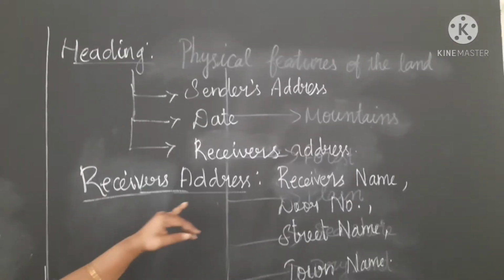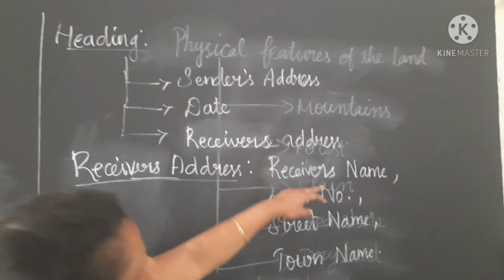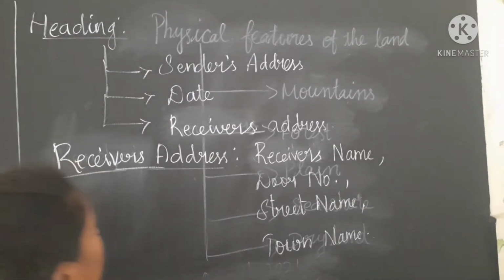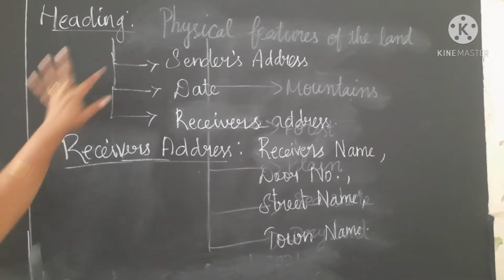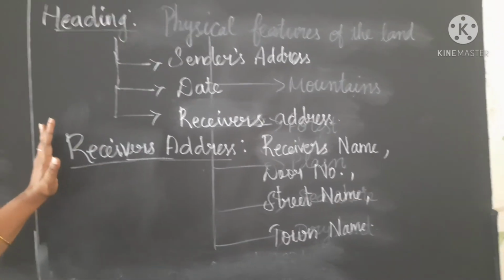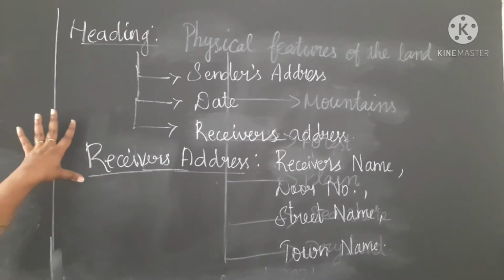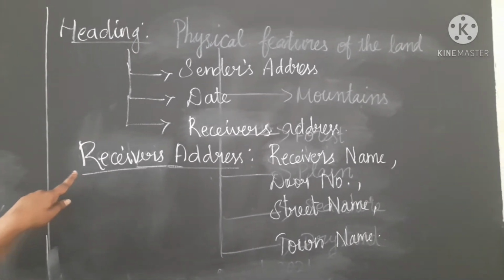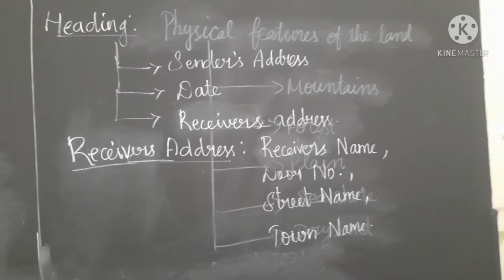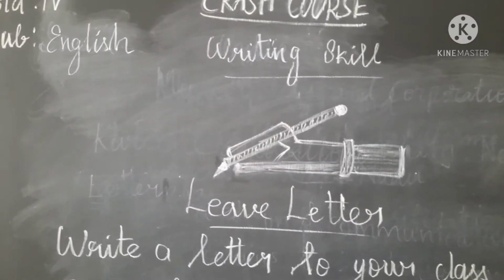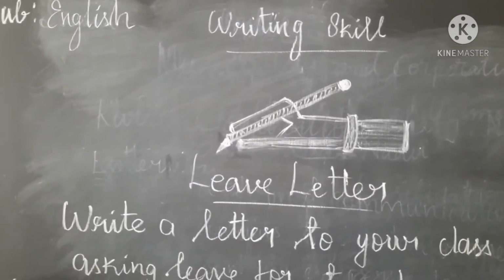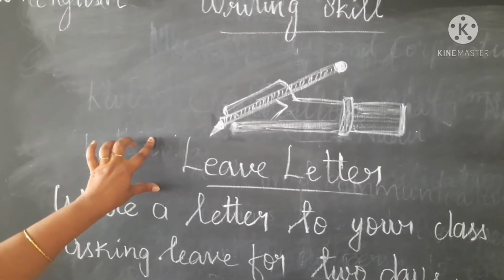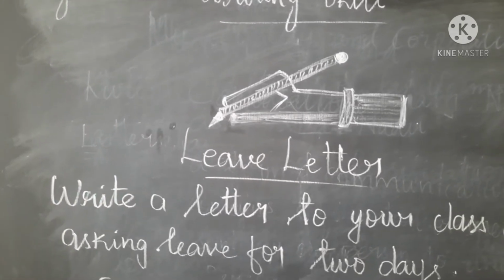You have to write the date only by mentioning the month in English alphabet. For the receiver's address, you have to write the receiver's name, door number, street name and town name. The receiver's address and sender's address are similar, but you have to change the sender's name, the receiver's name and their address. Skill. We are going to see an example by taking a leave letter. We used to write leave letters.